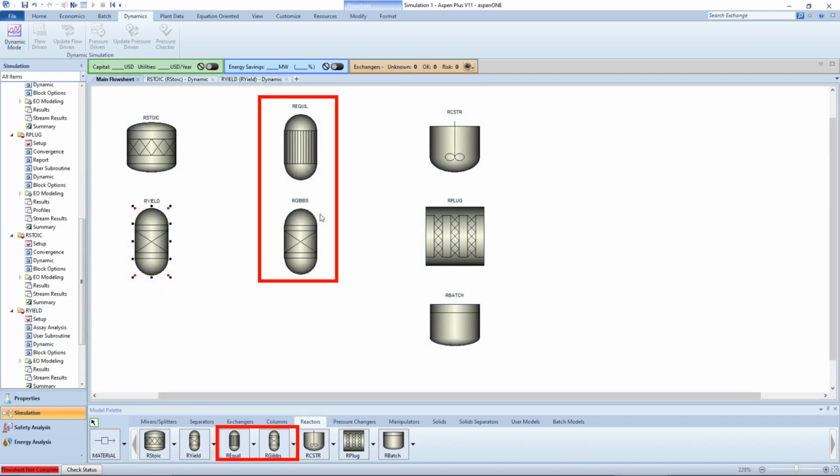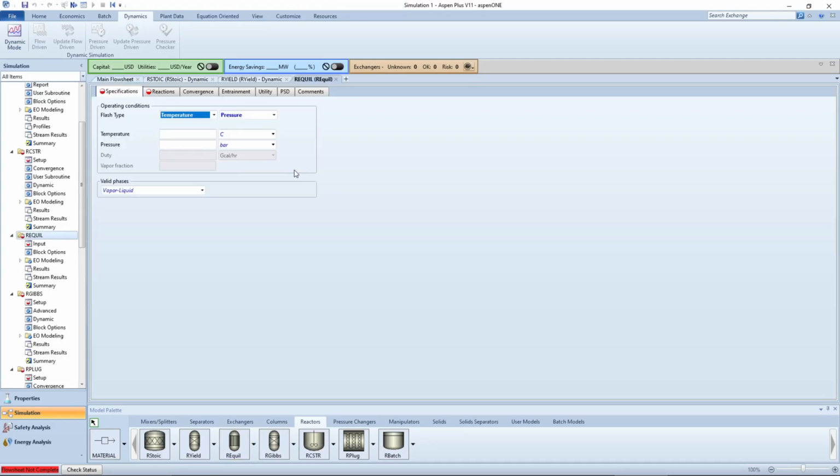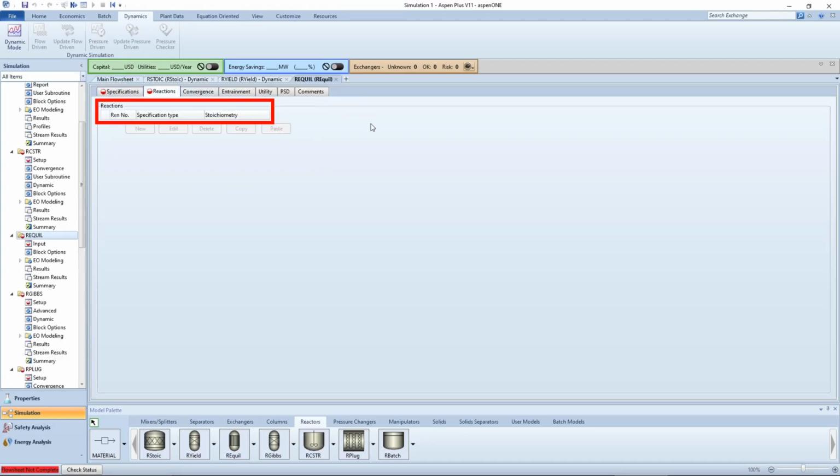R-equal and R-Gibbs are equilibrium-based models and are used for reversible reactions. R-equal is a simpler model and can calculate both the chemical and phase equilibrium of a reaction. This model requires prior knowledge of the reaction stoichiometry.